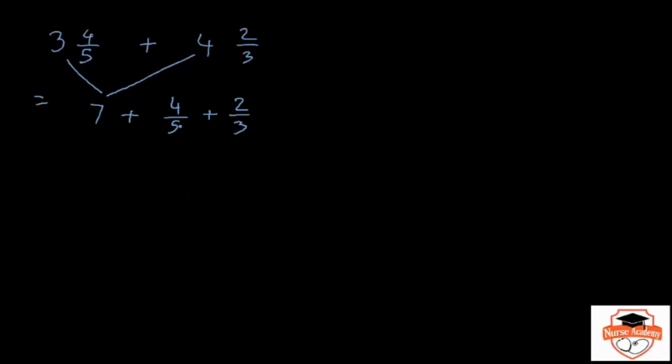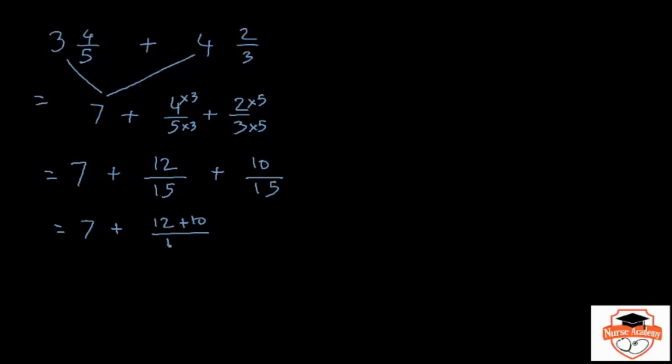The LCM of 5 and 3 is 15. Therefore, this is going to be 7 wholes plus something over 15 plus something over 15. 5 times 3 is going to give you 15. Therefore, you want to multiply 4 with 3 to get a 12 over 15. 3 times 5 is 15. Multiply 2 with 5, you get a 10 over 15. And therefore, this is 7 wholes and 12 plus 10 over 15. So this is 7 wholes and 22 over 15.